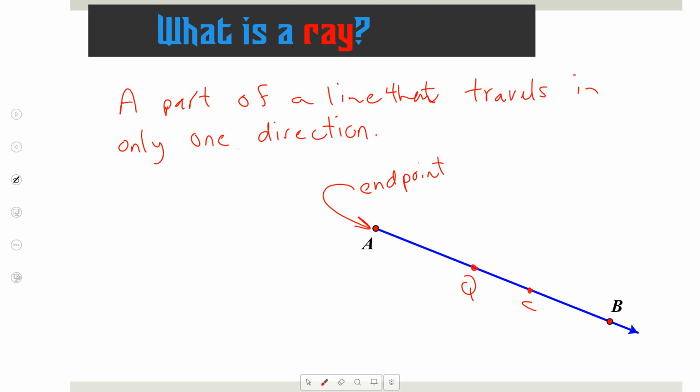Now, how do we identify them? When we were talking about a line, we put a line symbol over it. When we were talking about a line segment, we put a line segment symbol over it. So if we're talking about a ray, we should probably put a ray symbol over it.